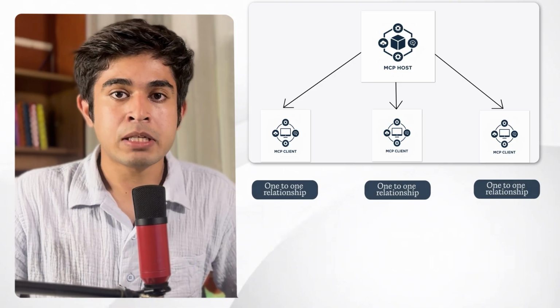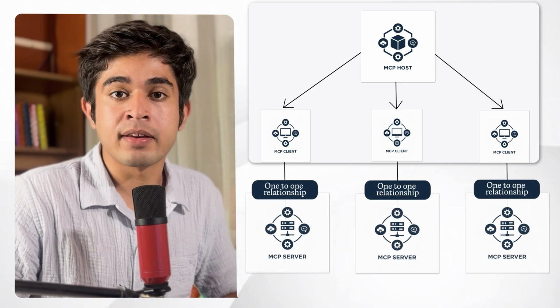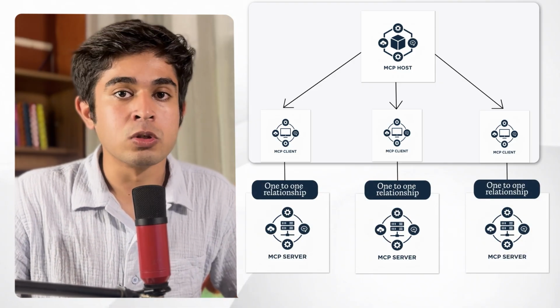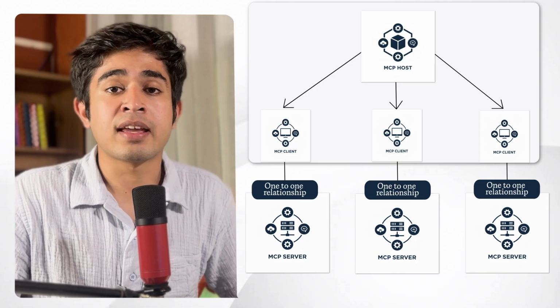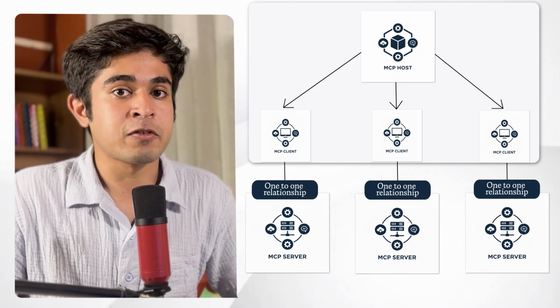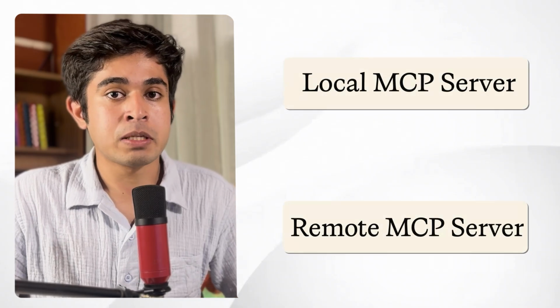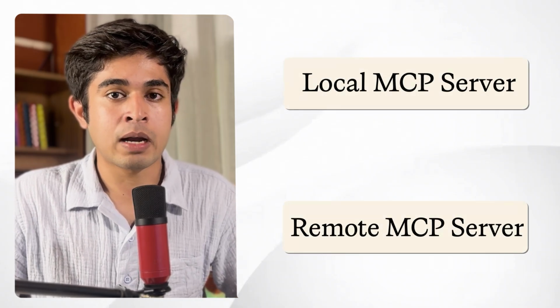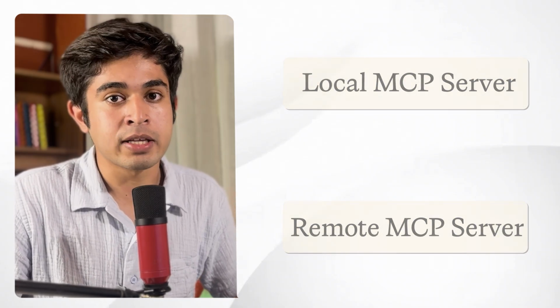And finally, the MCP server. Here is where the real capabilities live. The tools, the resources, and the data that the AI requires to perform its specialized task. There are two types of servers. One is a local MCP server that lives on your machine, and one is a remote MCP server that lives on the internet.